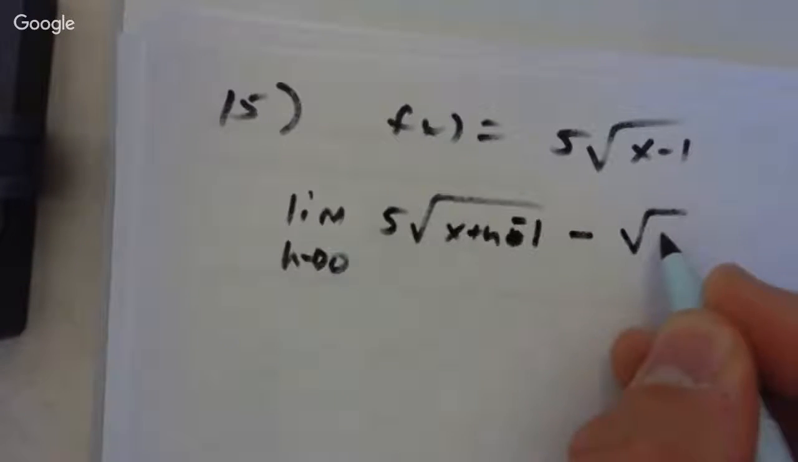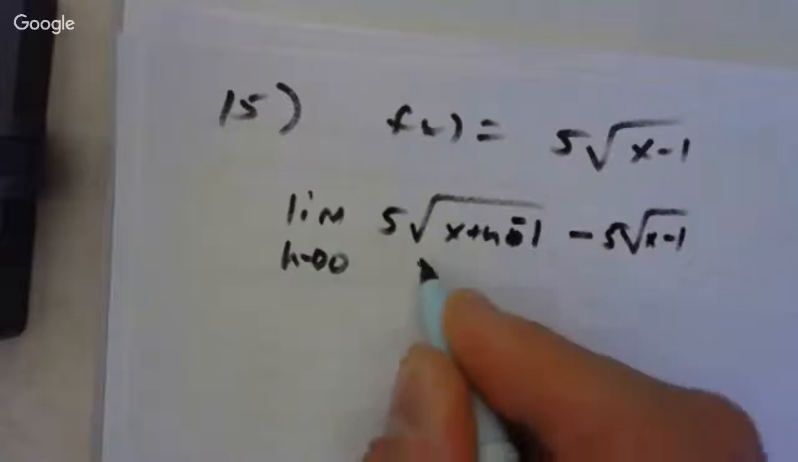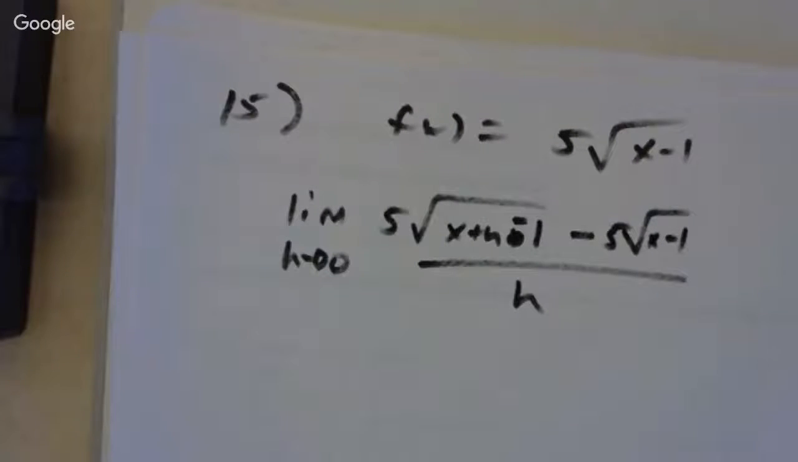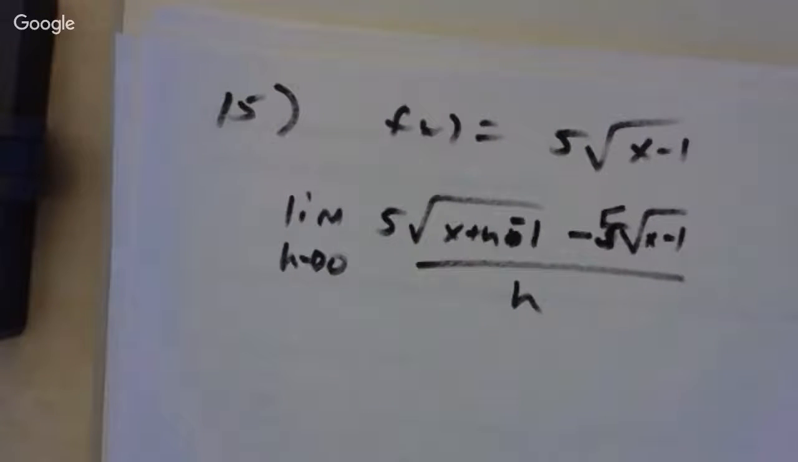Minus f of x all over h. Now here's the bad news. That h is inside of a what? Square root. Let me make that better. There we go. All right, so it's inside. What do we do with that puppy?